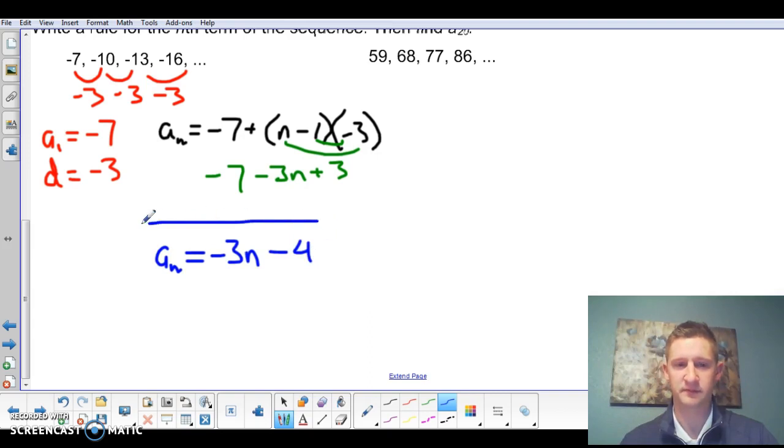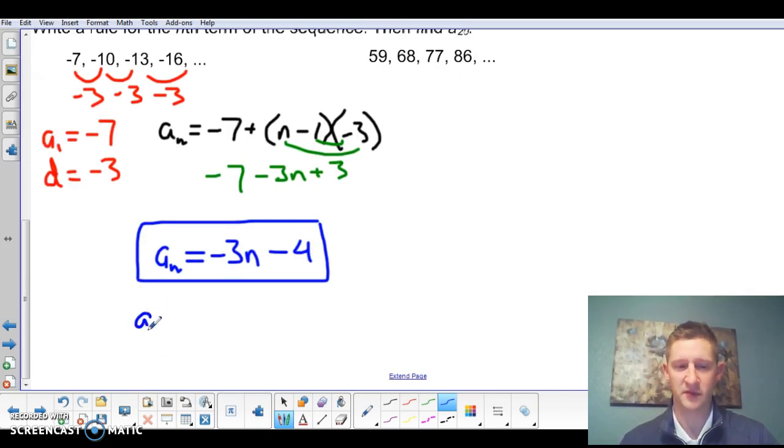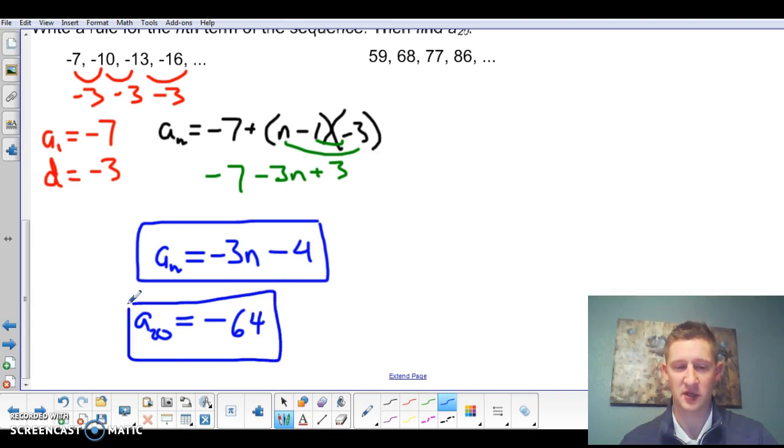Here's my rule. The other thing we're asked to do is we're asked to also find a sub 20. Well, that would be the 20th term. So to find the 20th term, because I have this nice explicit rule, I can take 20 and plug it in. -3 times 20 is -60. -60 minus 4 is going to be negative 64. So that's what the 20th term in that particular sequence would be.